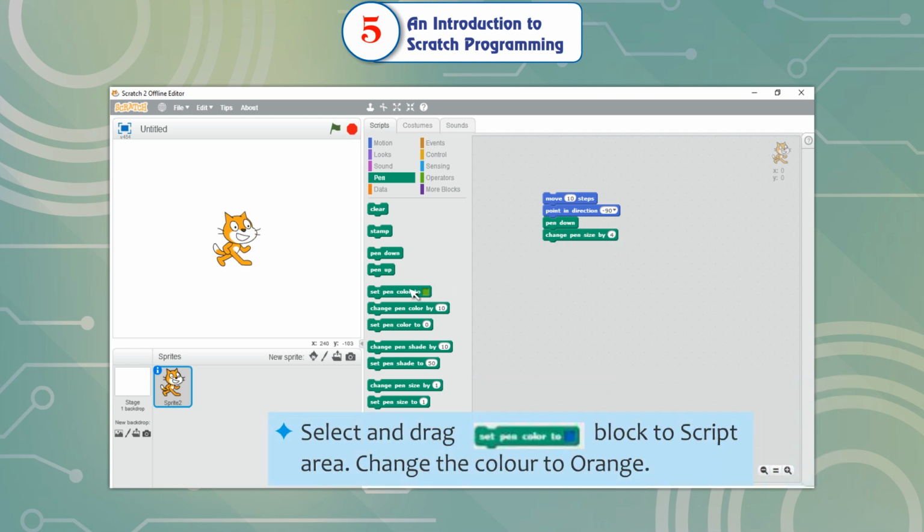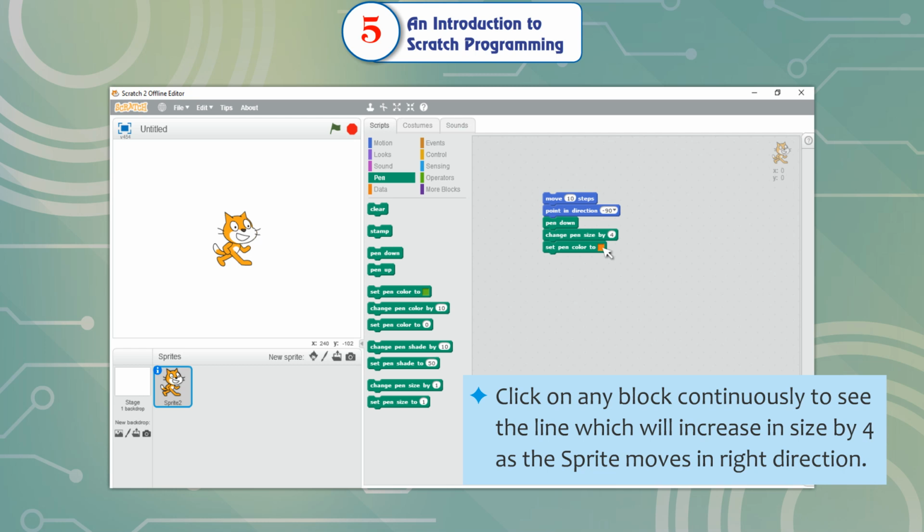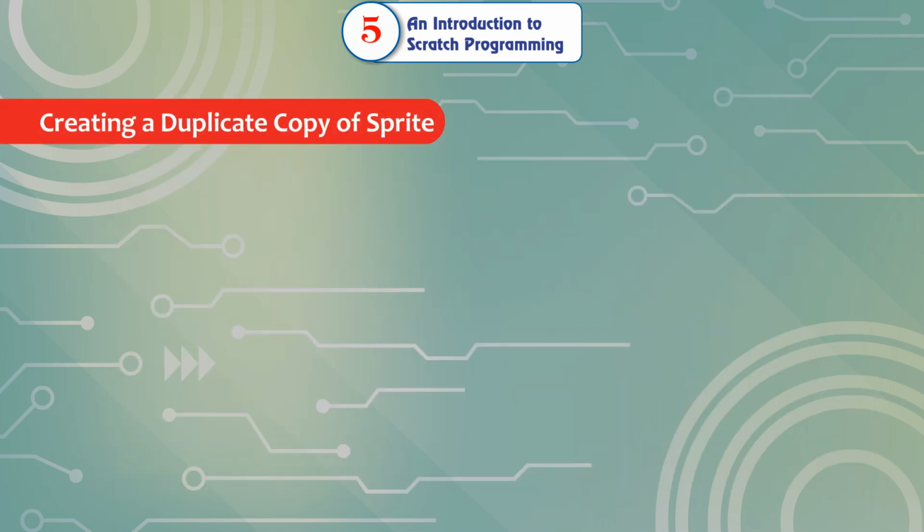Select and drag the Set pen color to blue block to the script area. Change the color to orange. Click on any block continuously to see the line which will increase in size by 4 as the sprite moves in the right direction. Creating a duplicate copy of a sprite.